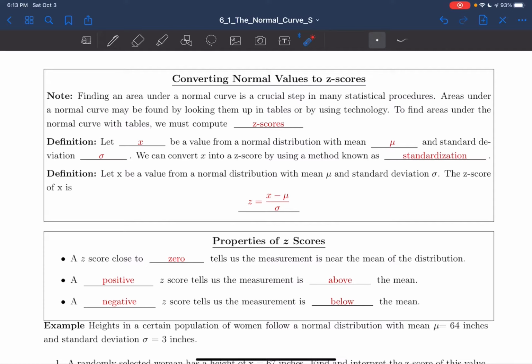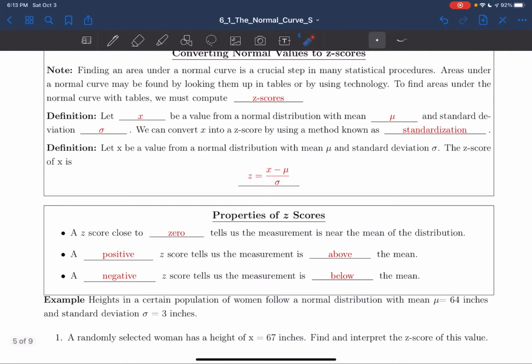Areas under normal curves may be found by looking them up on tables or using technology. To find areas under the normal curve with tables, we must compute the z-scores, and that's what we're going to do. We could use technology, but that requires buying really fancy calculators, and I was once a broke college student, so I know I wouldn't want to buy one. So let's just use the table for now.